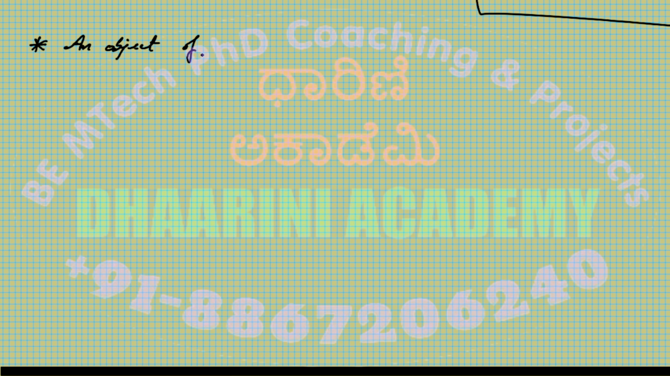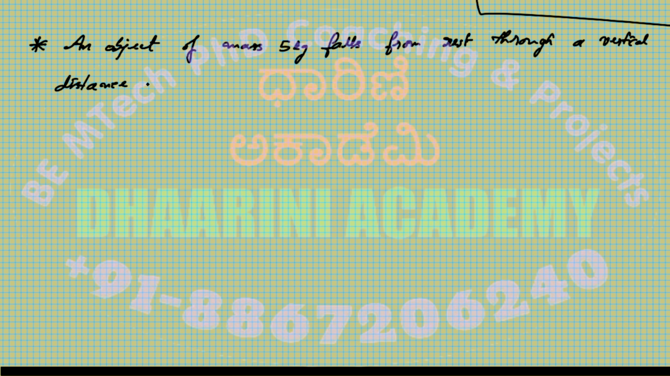An object of mass 5 kg falls from rest a vertical distance of 20 meters and attains a velocity of 10 meter per second.